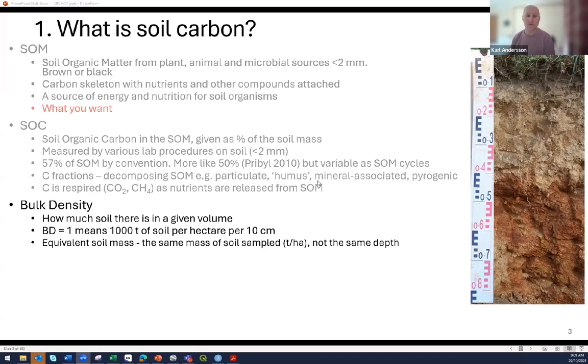If you're looking at counting and accounting for how much carbon you've got, you need to know the bulk density. So carbon we get as a percent. What does that percent represent? We need to know how much soil there is. So that's where we get the idea of bulk density.